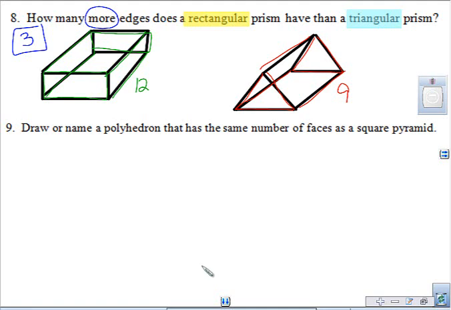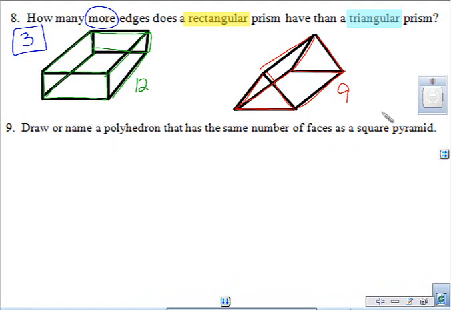Number 9 asks you to draw or name a polyhedron that has the same number of faces as a square pyramid. Remember, a polyhedron is made up of polygons. It's a 3D figure that's just enclosed by polygons. That means no circles. And they want the same number of faces as a square pyramid.